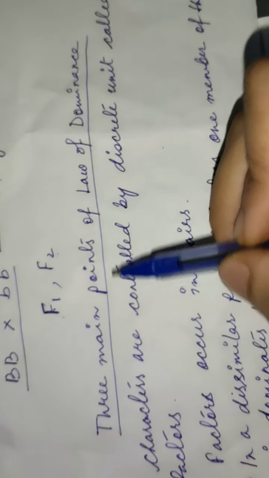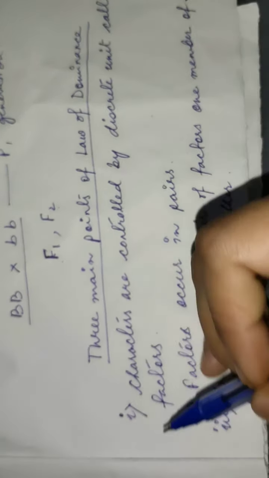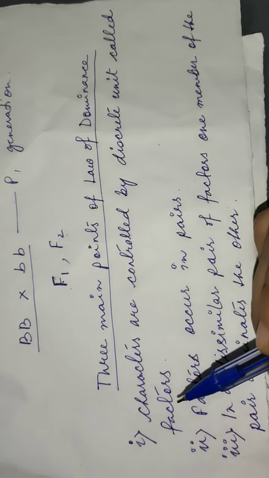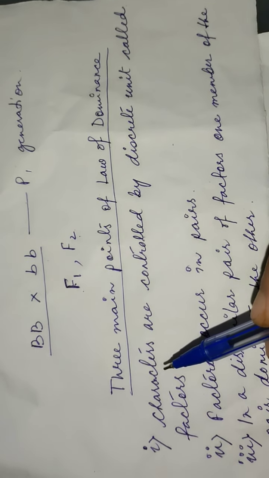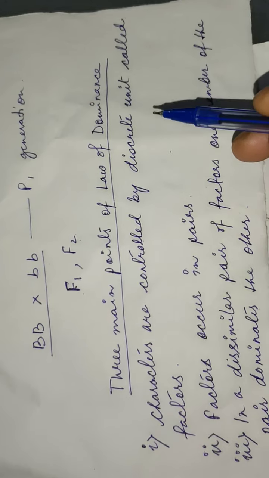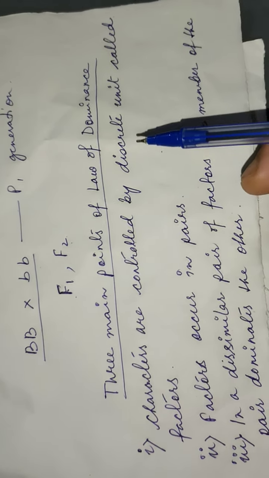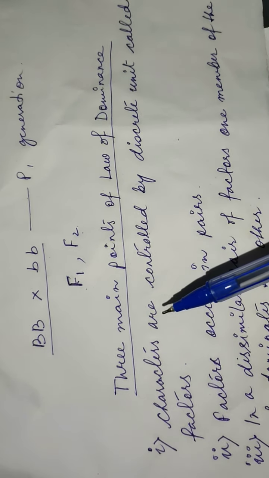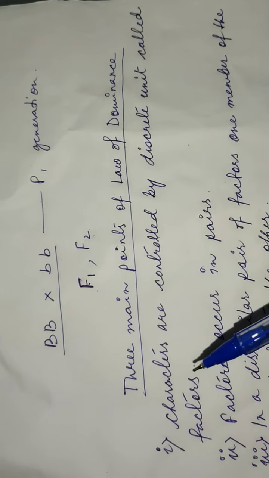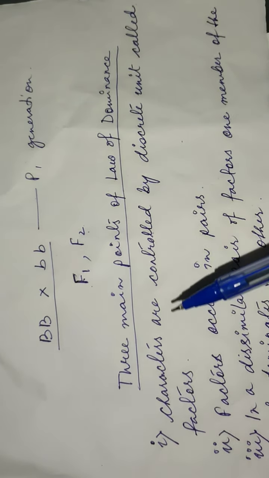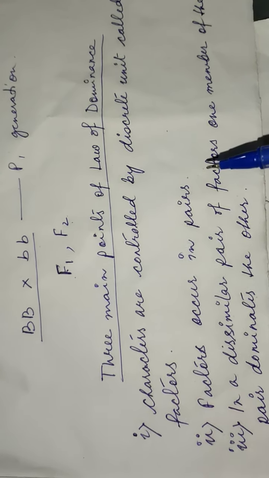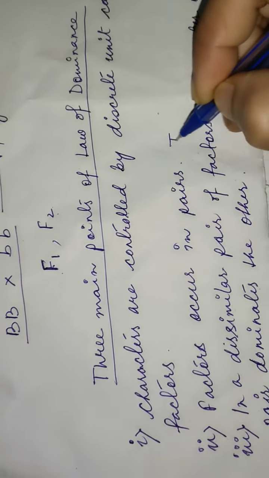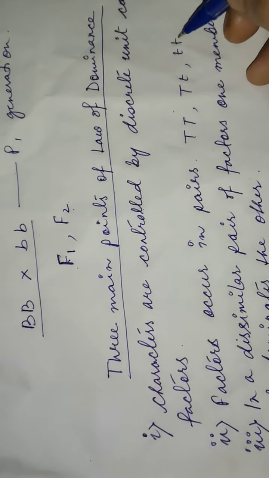Now we will discuss 3 main points of the law of dominance. Number 1, characters are controlled by discrete units called factors. So a character, suppose the same height character, is controlled by a discrete unit which is called a factor. It contains 2 genes, tallness and dwarfness. These are the traits or factors which control the character stem height. Then, factors occur in pairs. Factors are always in pairs. As I already said, it may be capital T, capital T, capital T, small t, or small t, small t.